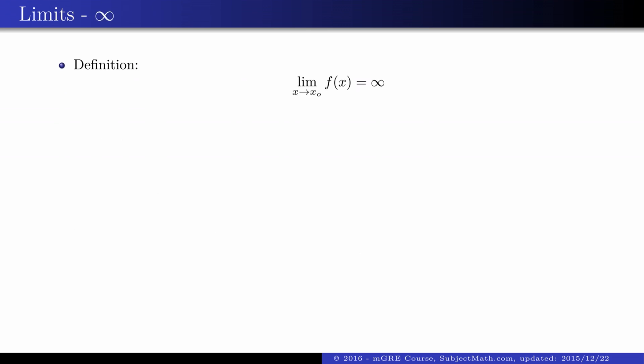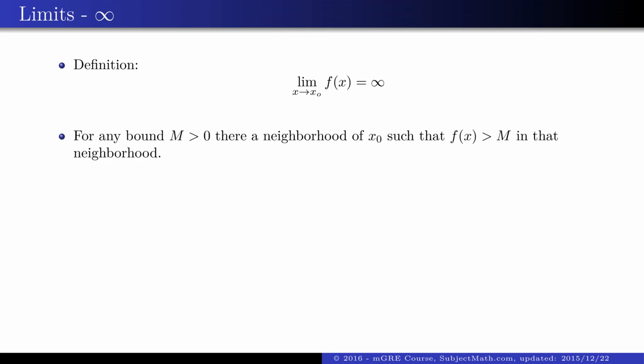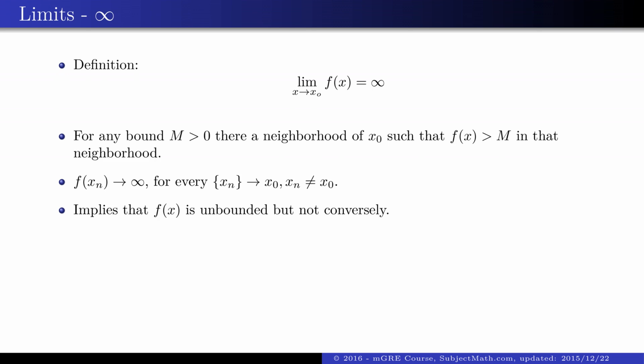Technically, when the function is not bounded, it diverges, but we do have a notion of a limit that equals plus or minus infinity. The limit is plus infinity if, for any chosen bound m, there is a neighborhood such that all the values of f are bigger than m. Equivalently, if f(xn) tends to infinity for all those sequences. The limit of f equal to infinity implies that the function is unbounded, but not every function unbounded in the neighborhood of x null has a limit of infinity at x null.